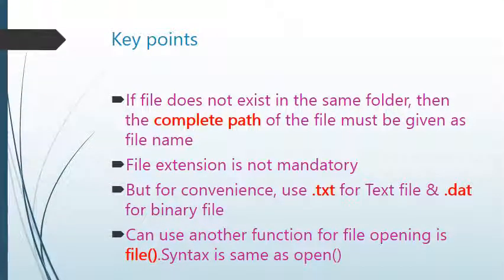A few more points regarding file opening. Suppose the file does not exist in the same folder, then along with the file name, you have to give the complete path of that file. That means in which drive, in which folder that particular file exists. And file extensions like .txt, .dat are not mandatory, but are for convenience. That means when you search, it will really help you to trace those particular files in a much simpler way.